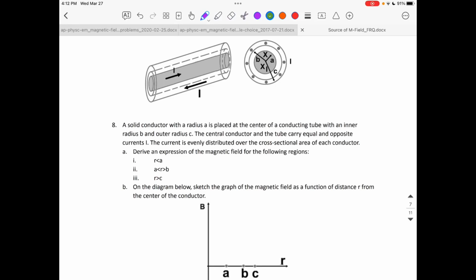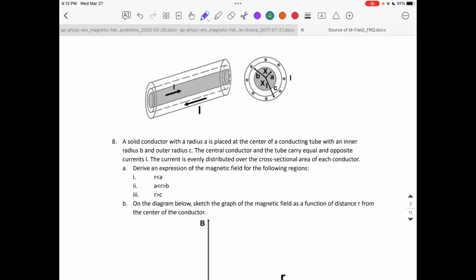Okay, so for problem number 8, I have chosen to skip number 6 and 7. You guys can do that on your own. Number 8 is actually problem number 7 if you consider just these regions. And there's a typo in here. That should be A is less than R, which is less than B.